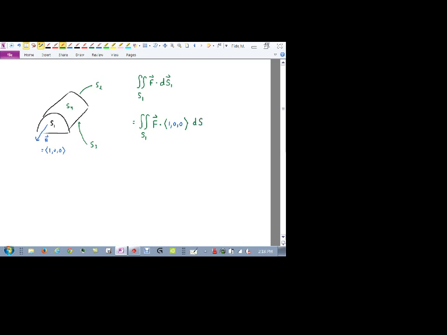And then dS1, but without the vector. That's our surface area infinitesimal. Now, the vector field, I didn't put it here, but I'll put it up here, P, Q, R. Our vector field for this problem is x squared, y squared, z squared. So if I take that F and I dot it with 1, 0, 0, all I'm left with is what? x squared dS1.